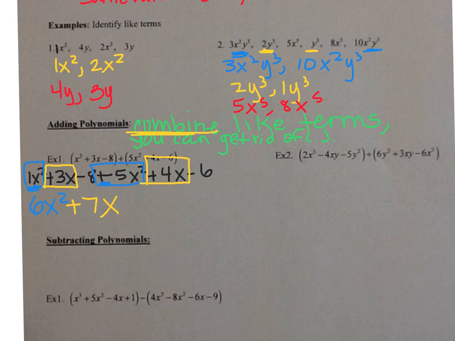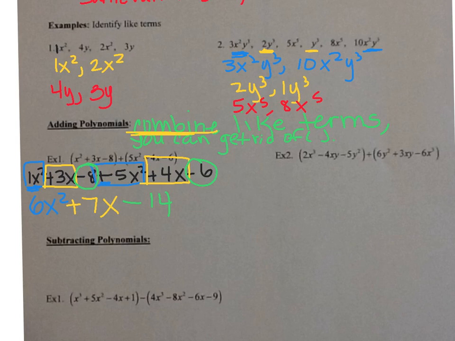All right, and then we have just an integer here. Negative 8 and negative 6. So we add them. Negative 8 minus 6. Negative 8, you can use your calculator. Negative 8 minus 6 is negative 14. So my final answer is 6x to the second plus 7x minus 14. All right, let's take a look at number 2.